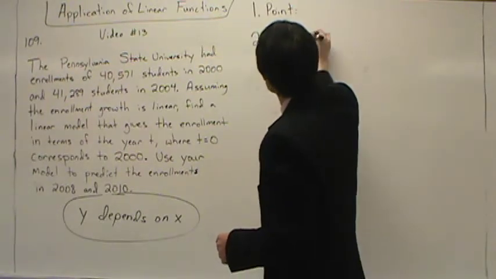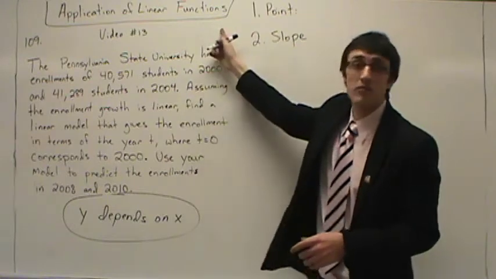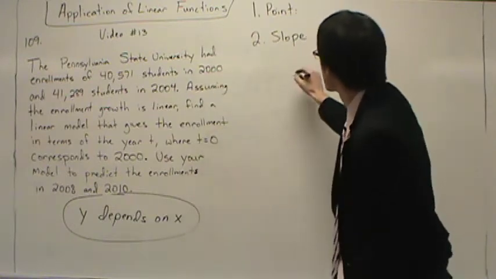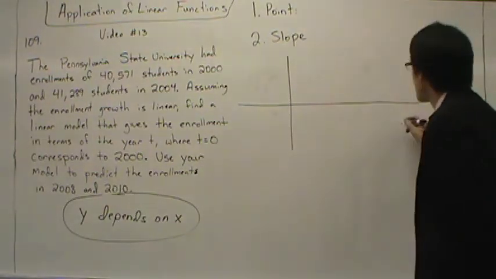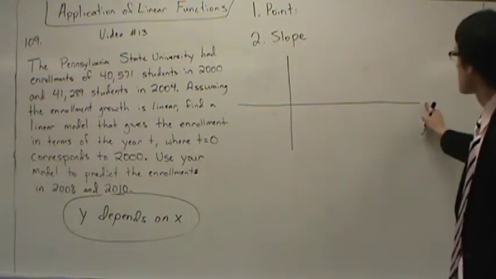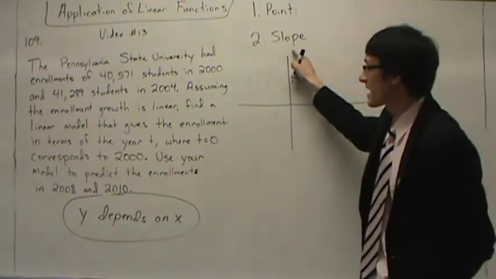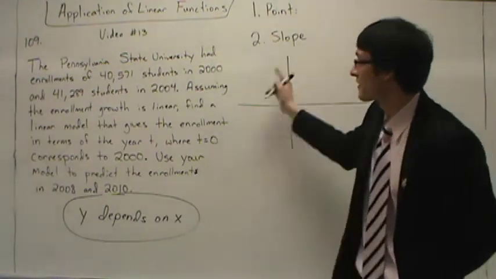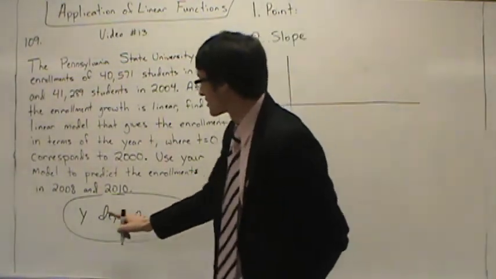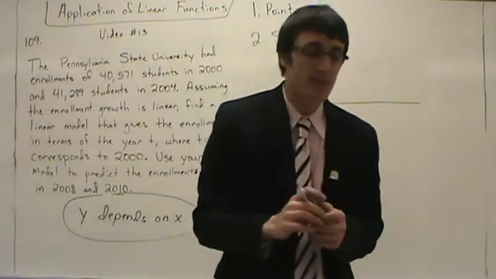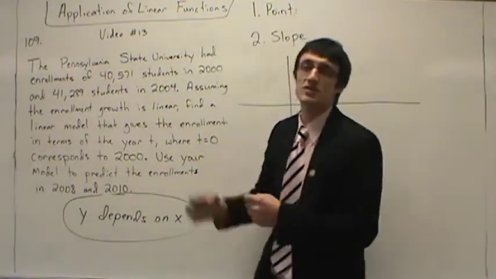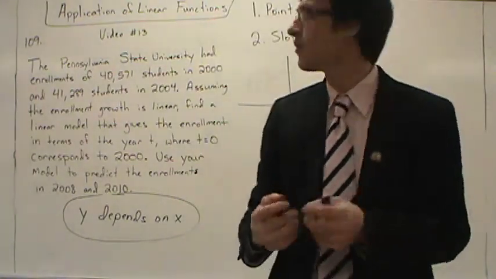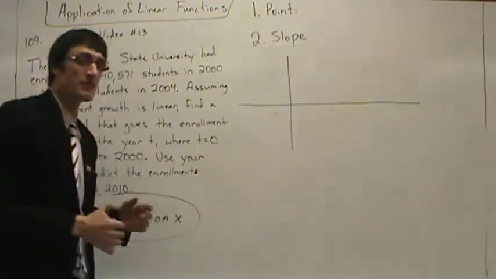The first step to solving these application problems is to draw a graph. So let's go ahead and set up a graph. We're going to call this the x-axis and this the y-axis, but before we do this, we have to figure out what our x and our y are. Reminding you, the goal of application of linear functions is to make predictions for what is going to happen in the future. Let's read this problem and see what it says.